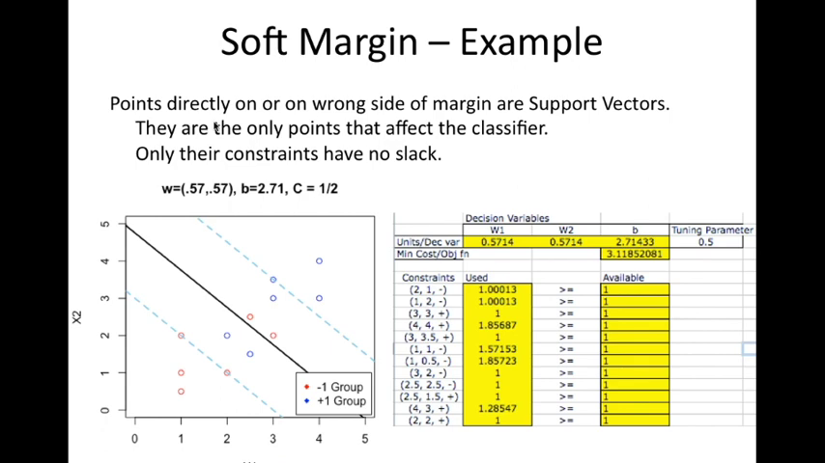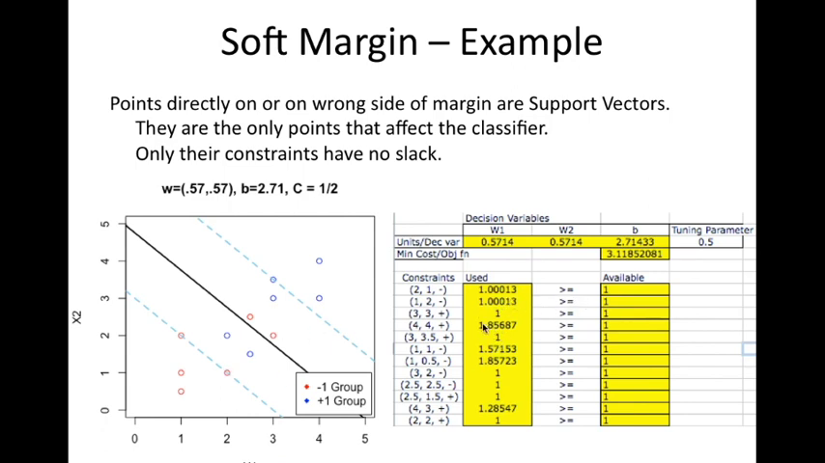So the points directly on or on the wrong side of the margin are the support vectors. As we mentioned, these are the only points that will affect the classifier. So let's see here. For example, 2, 1, which is a minus. Again, Excel has rounding issues, but this is basically equal to 1, meaning that it has no slack remaining. So that's correct. 1, 2 minus likewise is at 1.